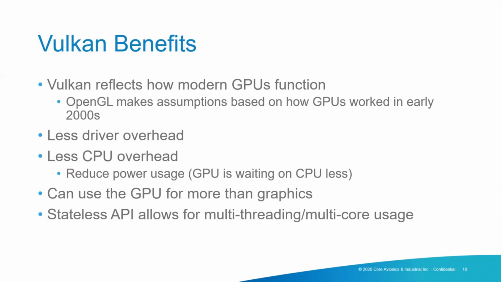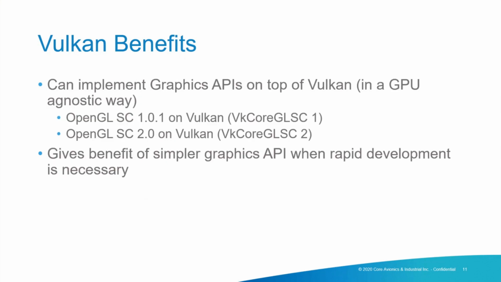And the stateless API allows for multi-threading or multi-core usage of the GPU, where you have multiple threads on different cores building commands in parallel for the GPU to access, so that the GPU is not bottlenecked by how quickly the CPU can give it work to do. The other benefit of Vulkan is that it's such a low-level API that you can build other graphics APIs on top of Vulkan in a way that's GPU agnostic.